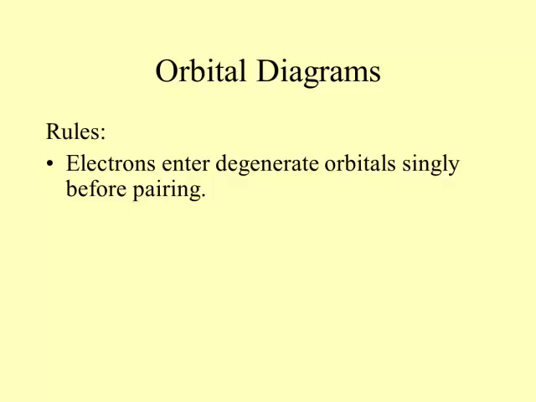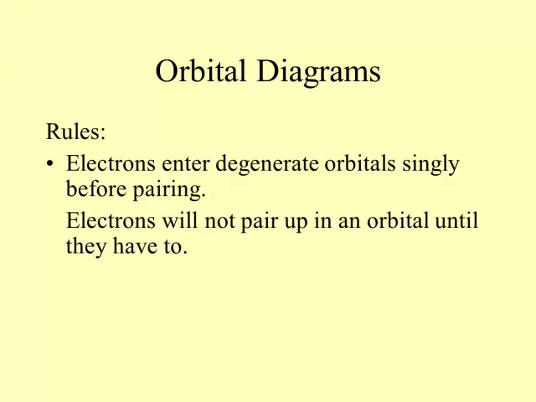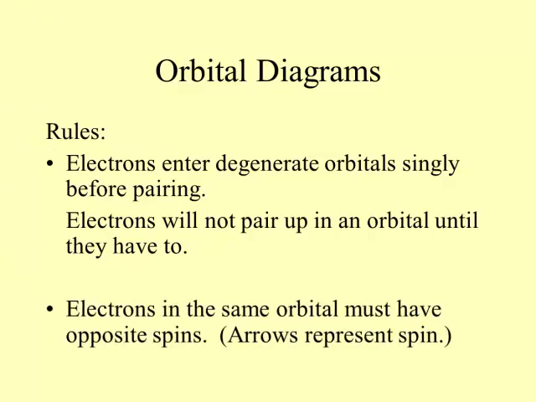What this rule means in simpler terms is that electrons won't pair up in an orbital until they have to. Additionally, when they do pair up, electrons in the same orbital must have opposite spins. We use up and down half arrows to represent spins.